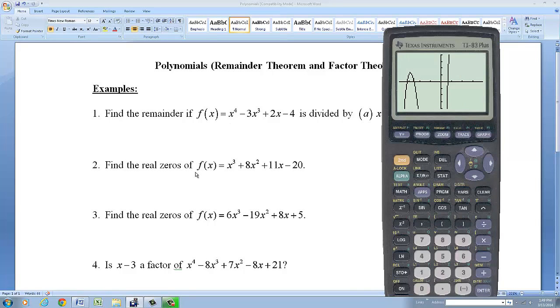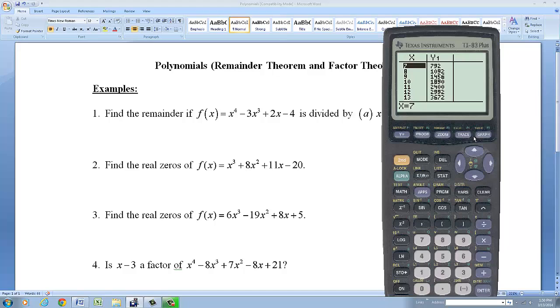Okay, so first keep in mind that this is 3rd degree because of the x to the 3rd. So the most zeros you can expect is 3. You don't have to have 3, but that's the most you can expect. So notice the graph crosses the x-axis here, here, and here. So this one is going to have three unique zeros. So one way to do it is go to the table. Let's get second, and let's look at the table.